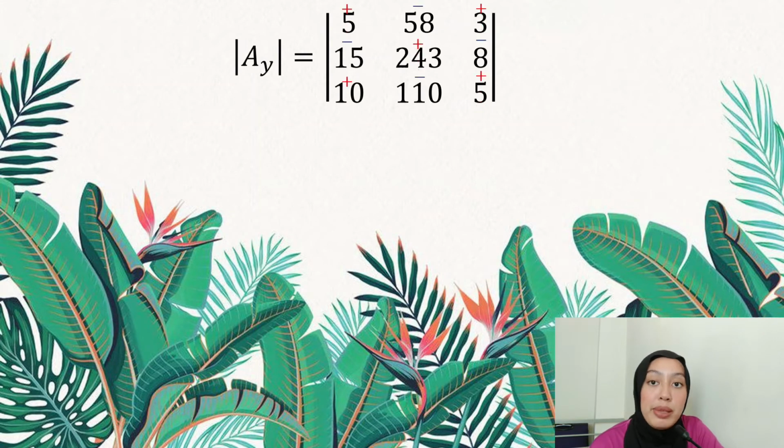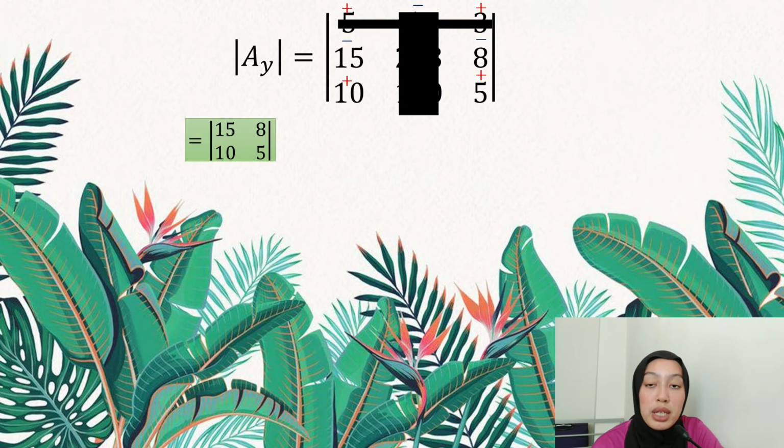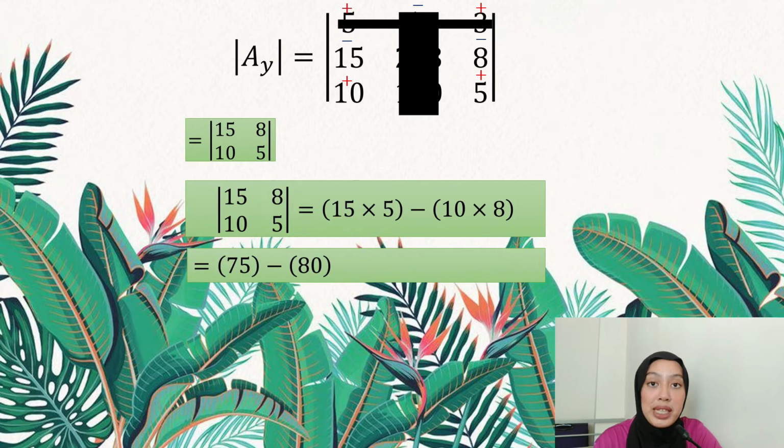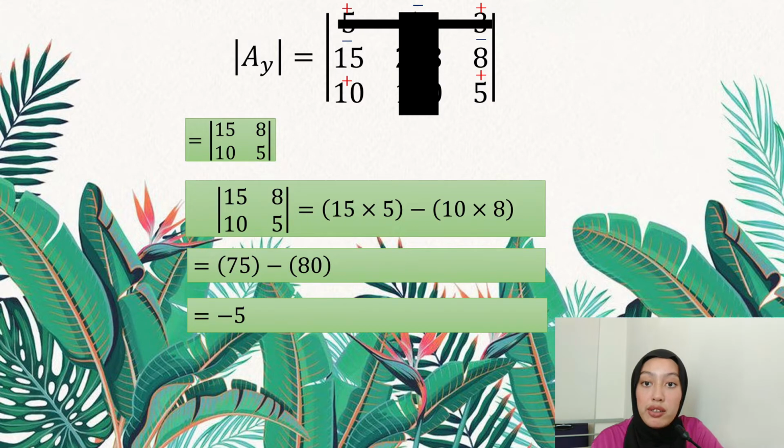So next, I will eliminate the first row and second column, and it left me 15, 8, 10, and 5. Same as previous, we will solve this 2 by 2 matrix by taking 15 times 5 minus 10 times 8. And it will give us 75 minus 80, and the answer for the second solution is negative 5.